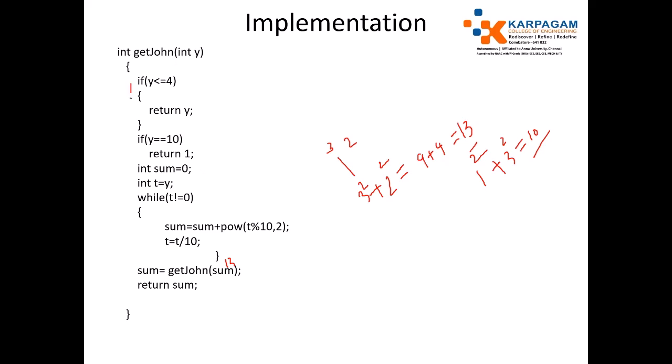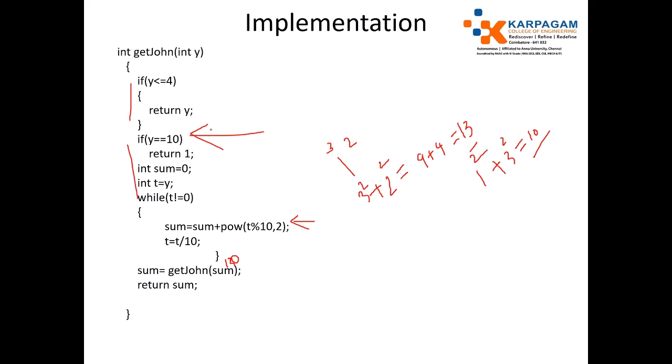Here this condition will not work, this condition will not work, this condition comes. In this condition, sum will be 10. After the next iteration, 10 will be called. When 10 is called, this condition will work, so it will return 1. For 32, it will lead to 1.